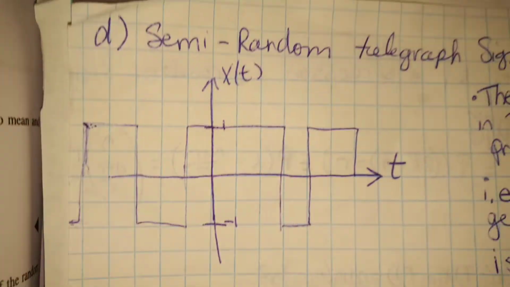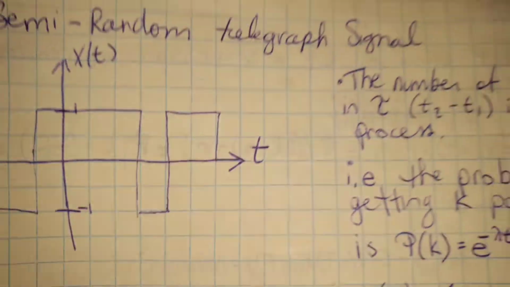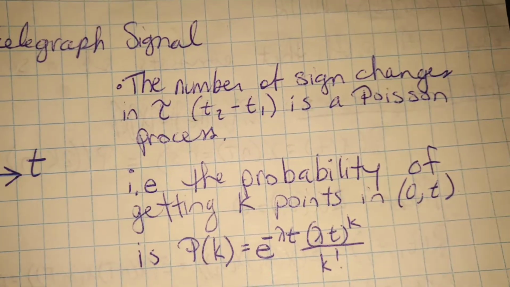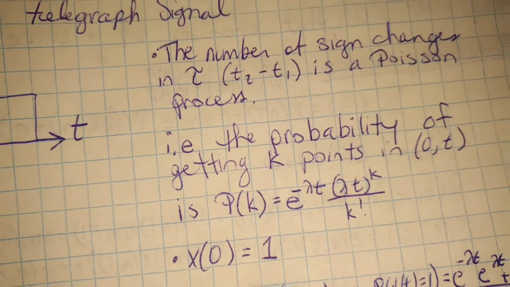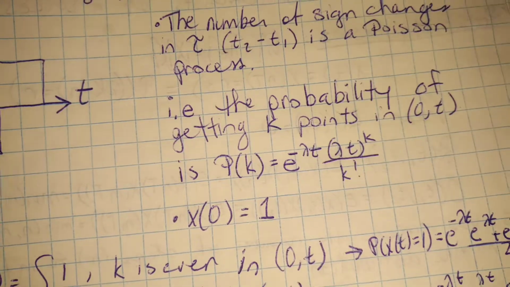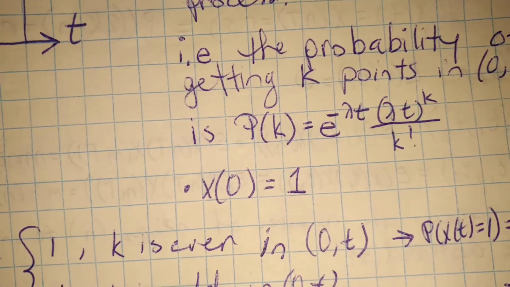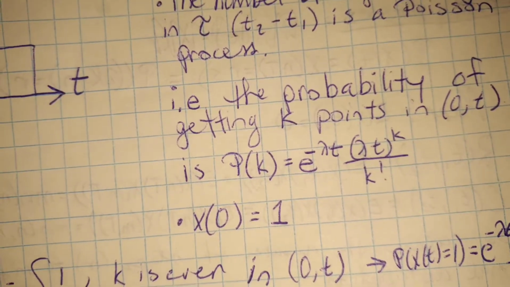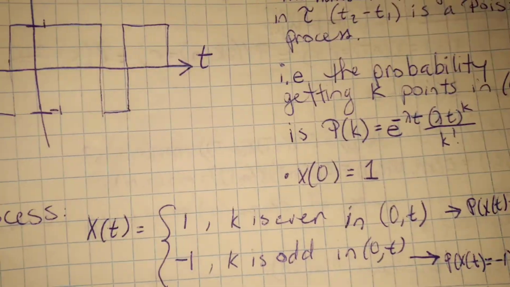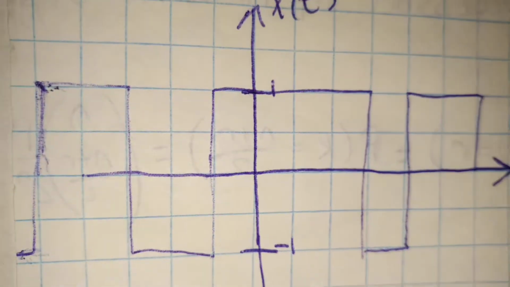The next process is the semi-random telegraph signal. This is essentially what it looks like, and the number of sign changes in tau, which is t2 minus t1, is a Poisson process, i.e. the probability of getting k points in (0, t) is e to the negative lambda t times lambda t to the power of k over k factorial, and x of 0 is equal to 1, which we can see here in the middle.